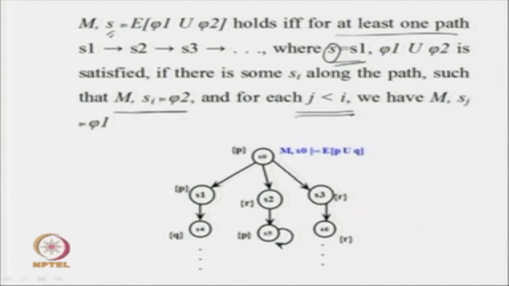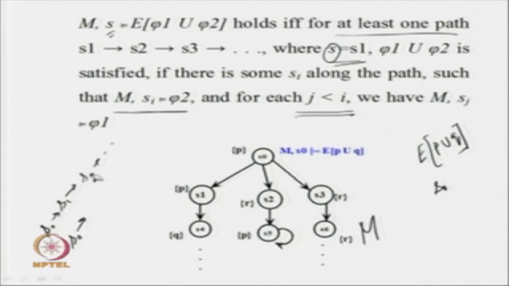So, with the E quantifier, I can look at this particular model M, which has this labeling, with respect to the labeling function. We are going to look for the formula E P until Q in state S 0. Again, similar to our previous case, we are going to get 3 paths: S 0 to S 1 to S 2, then S 0 to, sorry, S 4, then S 2, then it goes to S 5 and remains in S 5, then the third path is S 0 to S 3, then from S 3 to S 6.